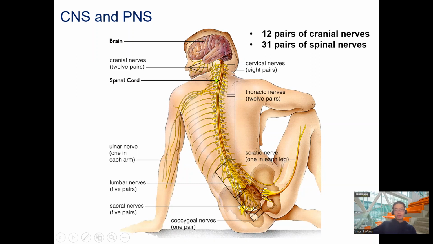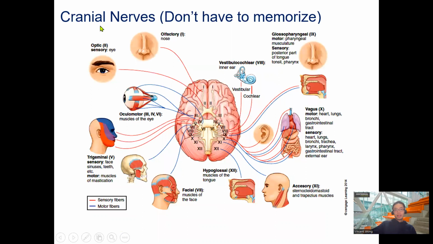So this is what we were talking about before the break, right? We have the brain, we have the spinal cord, and coming out of the brain, we have all these cranial nerves, 12 pairs of them. And then we have the spinal nerves. Depending on where they come out from the spinal cord, we call them different names. You don't have to learn the names. You just have to know that there are 12 pairs of cranial and 31 pairs of spinal nerves. And in fact, each of the 12 pairs of cranial nerves has a dedicated function.